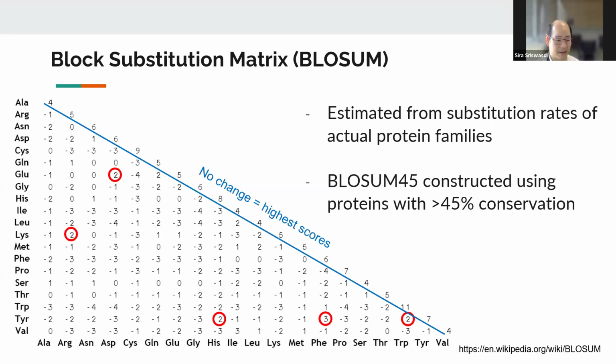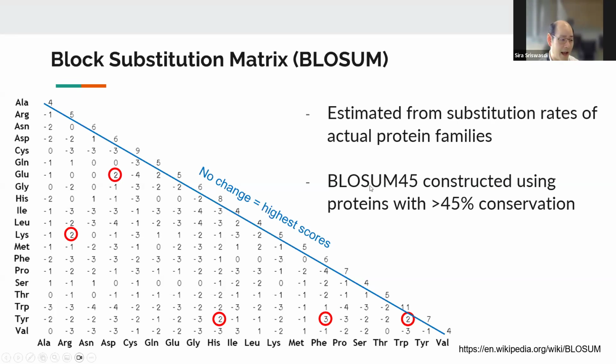So people use that information to construct this kind of matrix that tells us that if a glutamate changes into an aspartate, it's still acidic, so the score is +2, it's okay. But if a glutamate is changed into a cysteine, this is not okay. You totally change the side chain and the score becomes -4. So these matrices come from the actual patterns in evolution, whether a certain amino acid can turn into another amino acid or not.